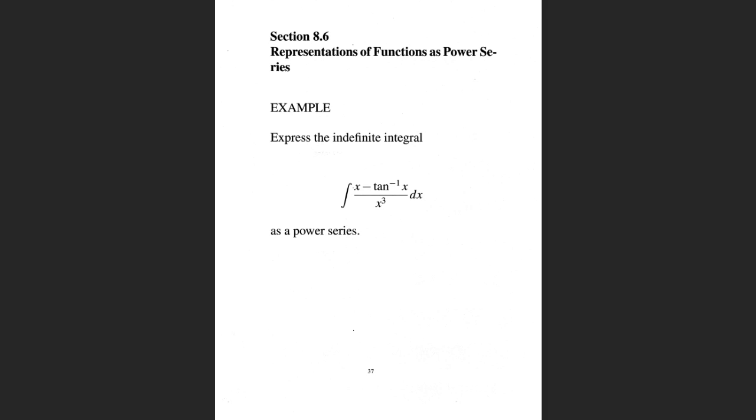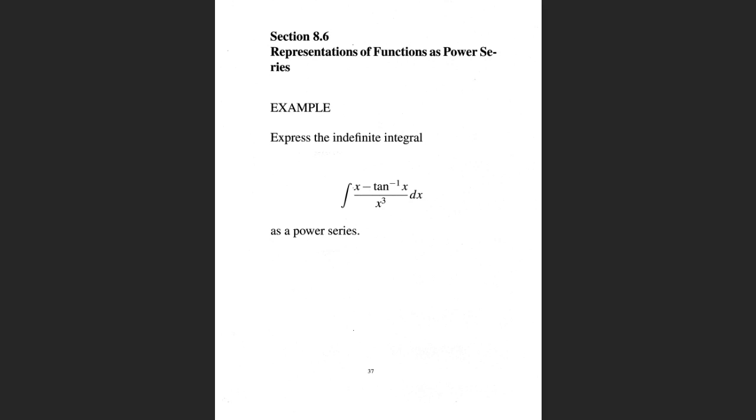Okay, so this is certainly an interesting problem. Do you know offhand, can we find the antiderivative of x minus the arctangent of x divided by x cubed? Do you know offhand if we can get an antiderivative on that? Is that easy to do? Can you use any of your integration techniques? Integration by parts, substitution, partial fractions?